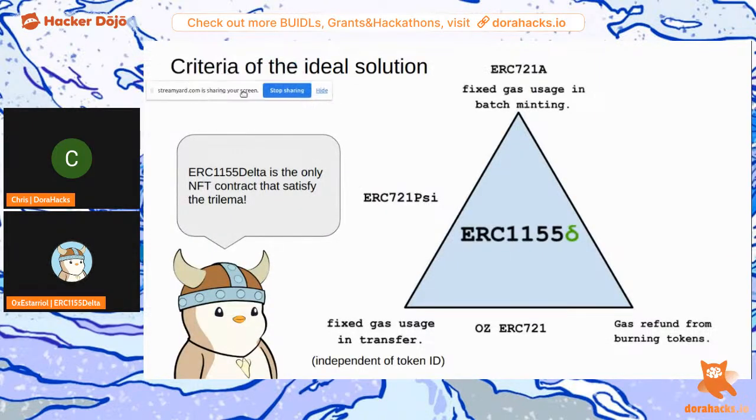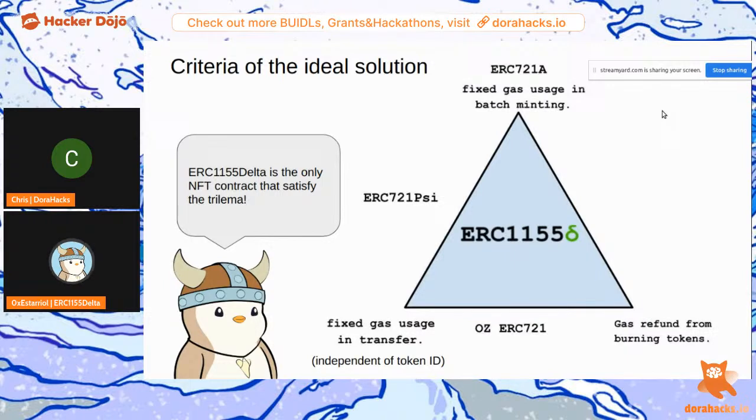Before getting to more details about ERC 1155 Delta, I'll first talk about the 3 criteria we identified for an ideal solution for scalable NFT smart contracts. First, we want constant gas usage in batch minting. Namely, the gas usage is essentially the same no matter the number of tokens you are minting in a single transaction. ERC 721A is the first implementation that achieved this.